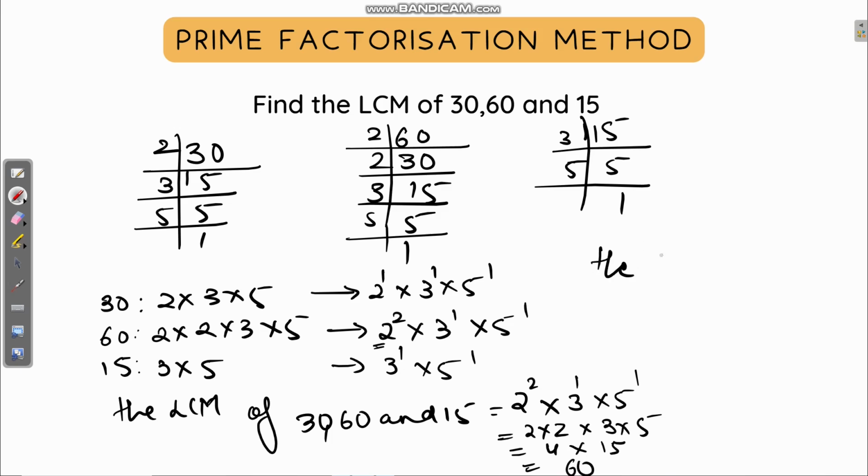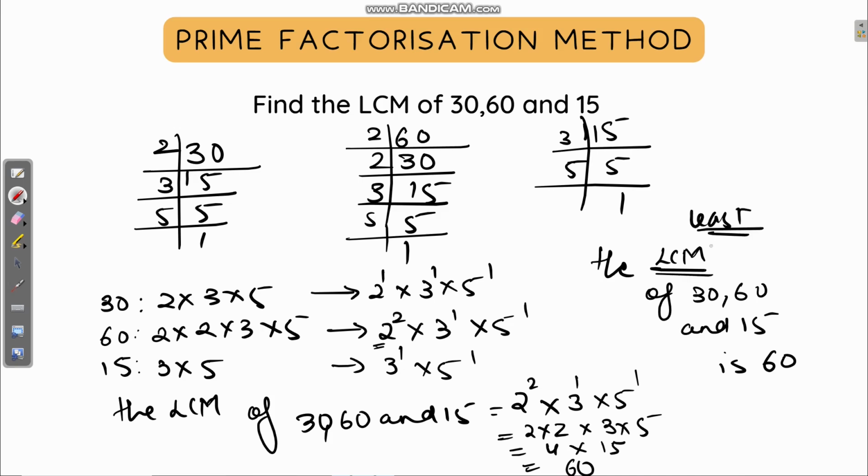So the LCM of 30, 60 and 15 is 60. See, 60 is such a number which is present in all the tables, like 15 4s are, 30 2s are, 60 1s are. So it's the smallest number, okay. So next number will be 120, but we want LCM. So LCM is always the least one, the least common multiple. So the least multiple is 60. So the answer is 60.